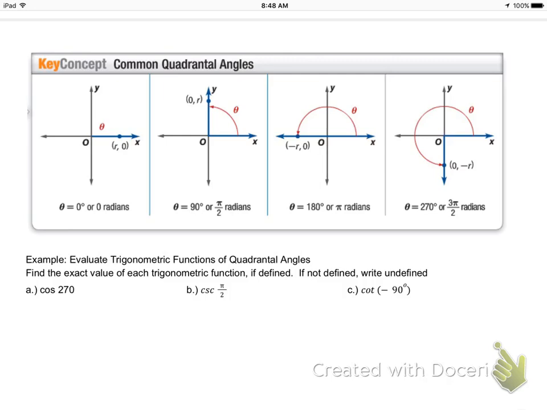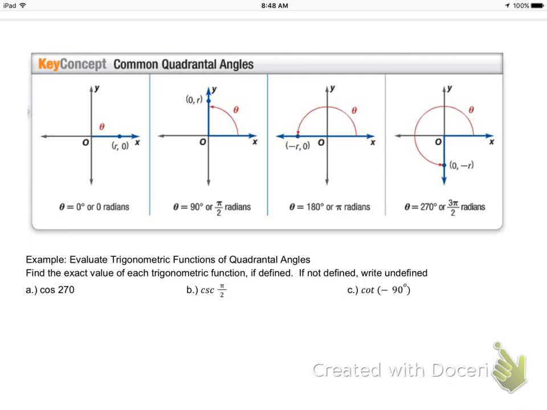So, it says that it wants you to find the exact value of each trig function if defined. If not defined, write undefined. Now, one thing it doesn't do here is that it doesn't give you an x or a y. It doesn't tell you the radius of your circle. And so we're going to have to assume that we are on the unit circle, which has a radius of 1. So you guys all know that the unit circle has a radius of 1. So that means r is equal to 1. So it's either going to be 1 comma 0, 0 comma 1, -1 comma 0, or 0 comma -1.